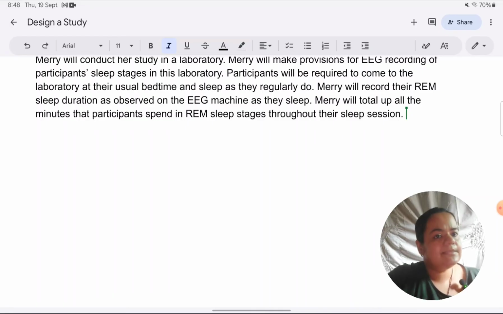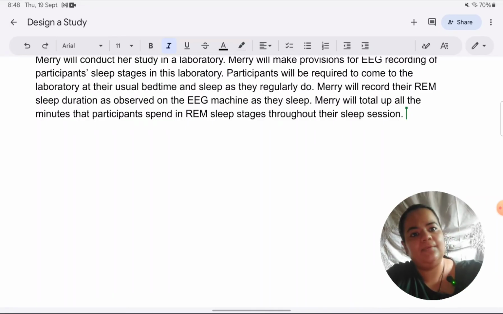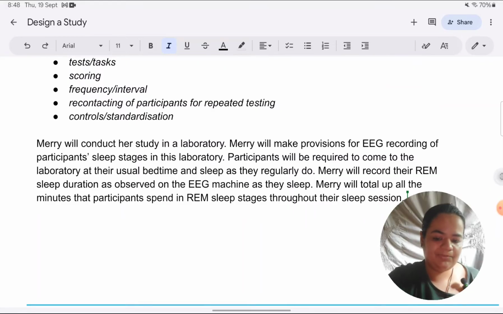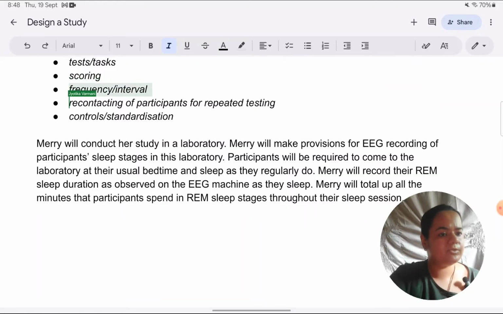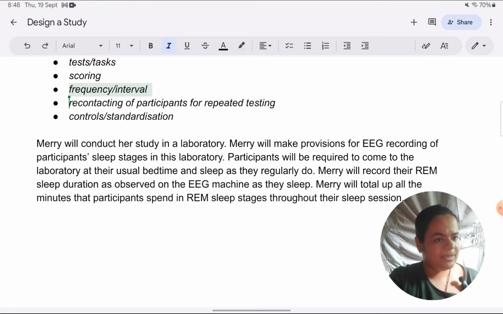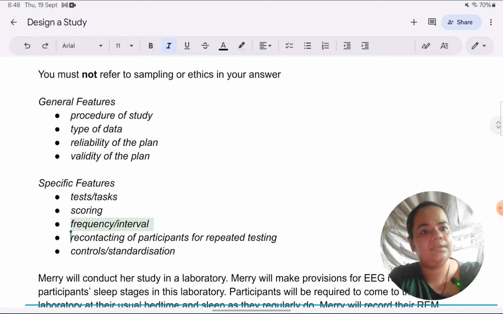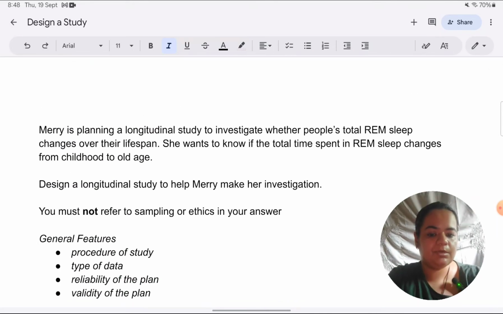Okay, besides this, we also need to specify, if we look at the specific features, what is the frequency or interval of scoring the participants? Again, we need to come back to the question for this. Mary wants to see total duration of sleep stages from childhood to old age. Now, what we consider as childhood and old age can differ for different students. I would roughly consider childhood as, say, after infancy, something like right from when they are about 3 years.